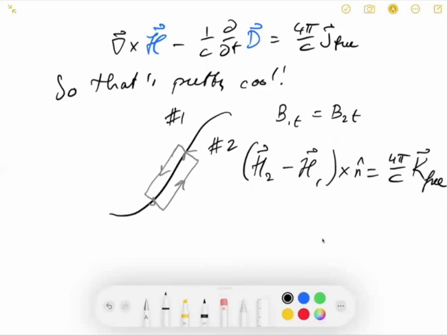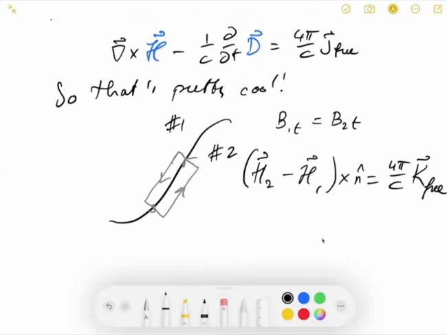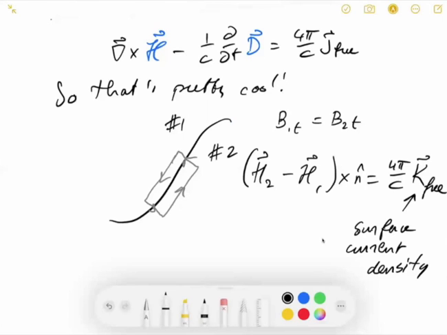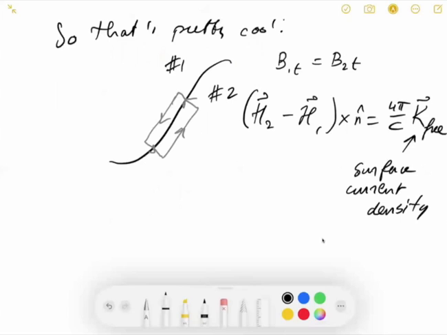So we have a boundary condition that will tell you how the H fields are related. And for instance, if one of them is in vacuum and the other is in a material that has magnetic properties, then we can use this to figure out what's going on. Now, K free, that's surface current density. Okay, so integrated over surface will give you the total current.